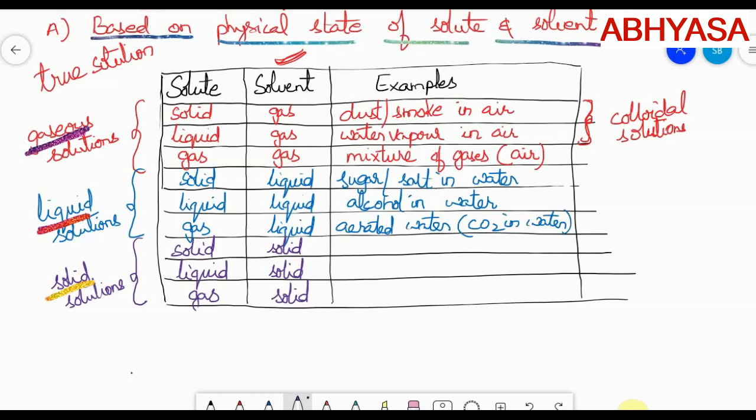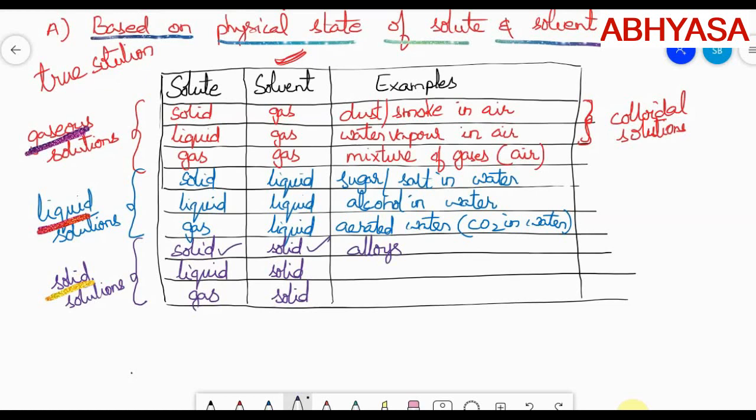Then in solid solutions, solid dissolved in solid. We already covered this one in the previous video. That is nothing but alloys, isn't it? A homogeneous mixture of two or more metals. Homogeneous mixture itself says that it is nothing but a solution. And these are solid solutions in which both the solute as well as the solvent are in the solid state.